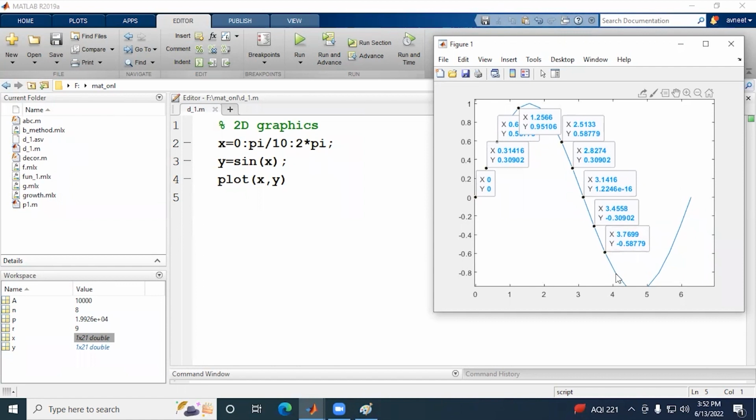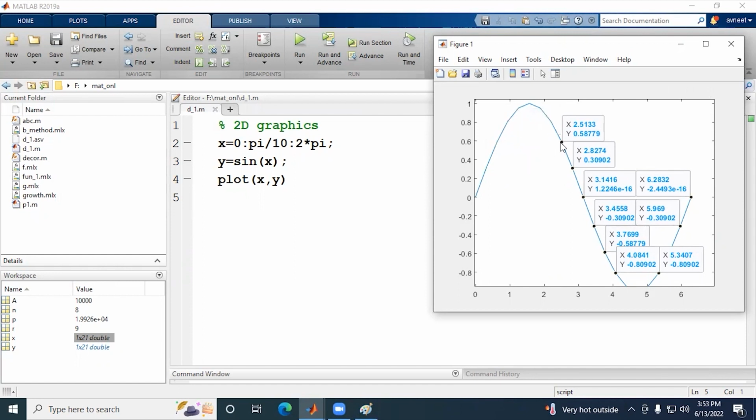Wherever you have a point, it will highlight. And if you want to show its value, you can just click on that point and you'll get the value. Like this. It's very easy. You can remove them by clicking them again. And if you're discussing something, you can remove them.